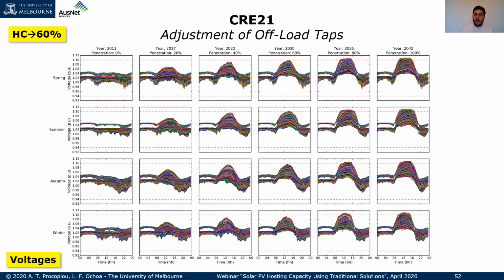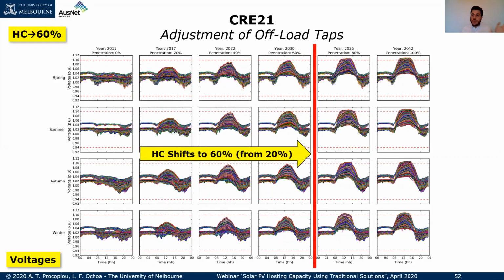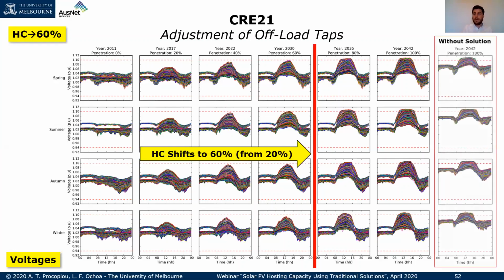So what you can see here is that from the 20% penetration that we showed previously, which we're able to achieve adopting only the VolVar and VolVat functionalities, we can now, with adjusting the offload tap change, shift the penetration from 20% to 60% for this particular network. And even at further penetrations, the number of profiles actually violating the limits is significantly lower. And if you compare with the previous case, where we had no solution, only VolVar and VolVat enabled without any offload tap changes being adjusted, this is what is showing here.